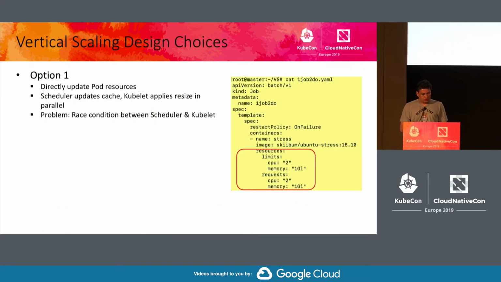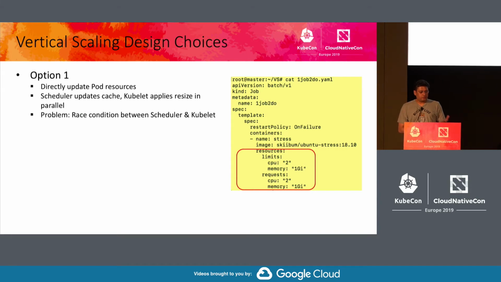When we started working on this project, we were faced with a couple of potential options. The first choice was to directly update the pod resources and let the kubelet and the scheduler update their data in parallel. One thing I forgot to mention earlier: the scheduler keeps a cache of the node's available resources. It does this for performance reasons, I suppose, and because of that, it doesn't have a live view of the node's available resources.